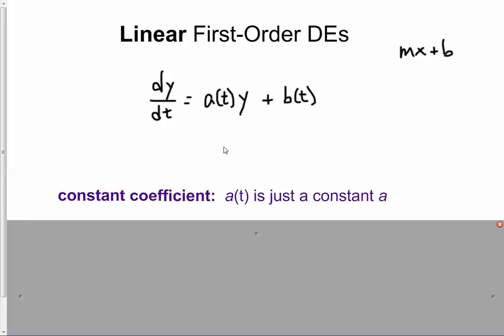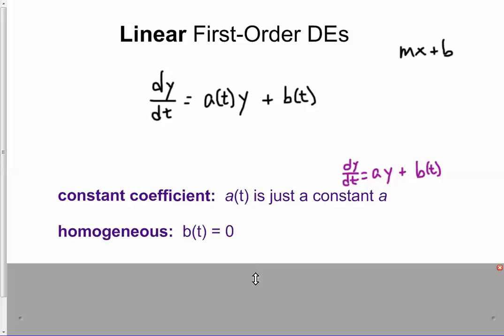One special case is constant coefficient, a linear constant coefficient differential equation. That's where the a of t, which is basically like a coefficient to y, is just a number, just a constant, and in that case we wouldn't write parentheses t, we would just write a. So there we would have dy dt just equals a number, literally just a constant times y. Now the b part can still have t's in it, but the a would be a constant. That's called a constant coefficient differential equation.